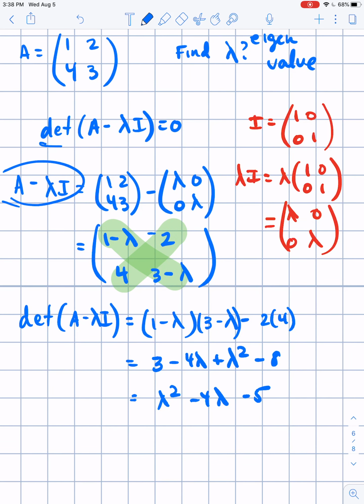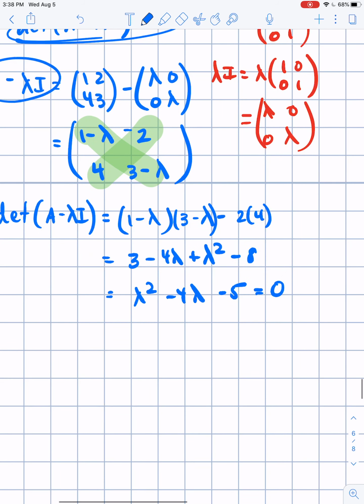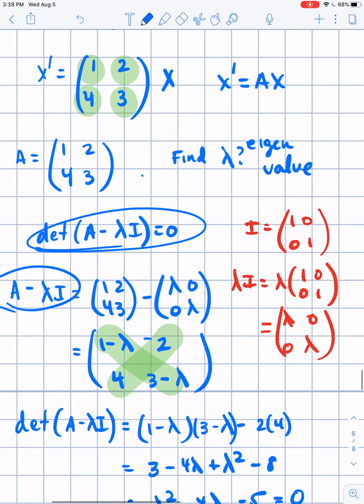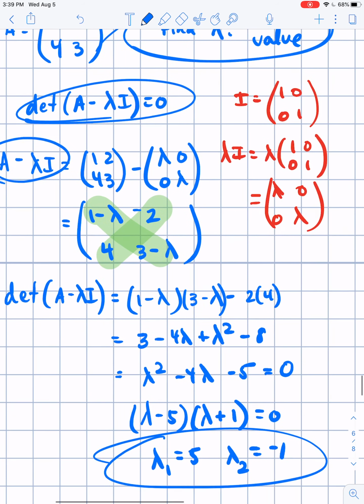Okay, what we want to do is set that to 0. So we're going to set that equal to 0, and I wind up with lambda minus 5 and lambda plus 1, sorry. So I get lambda 1 is going to be 5, and lambda sub 2 is going to be negative 1. So this is important. This is the first thing that you want to find, our eigenvalues.